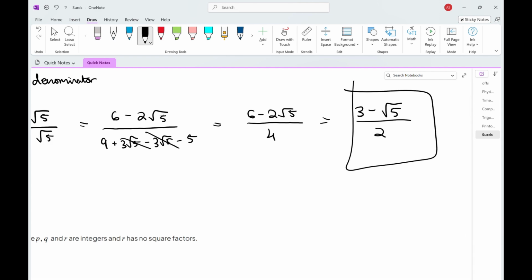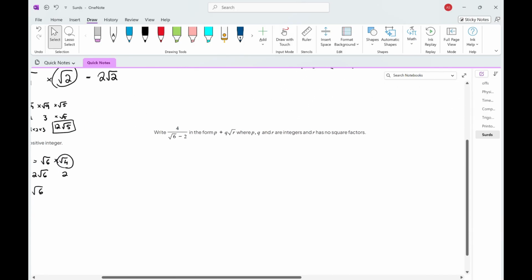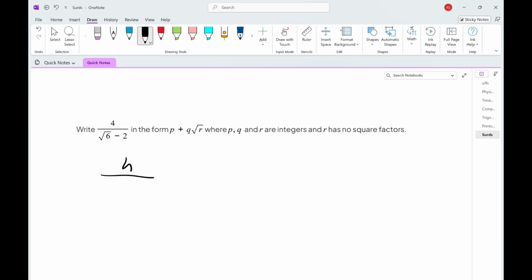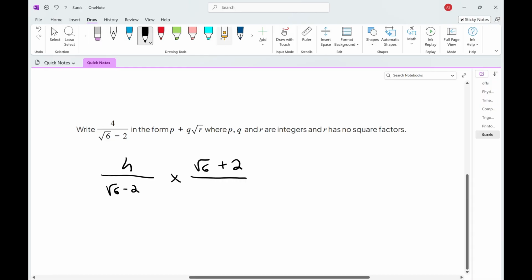as our final answer. Let's move on to the next question, where it asks us exactly the same thing. These are probably going to be the hardest questions that come up on Surds, rationalizing the denominator. What will we do here? 4 over root 6 minus 2 times root 6 plus 2. Always remember to flip the sign here. Flip the sign. Root 6 plus 2.